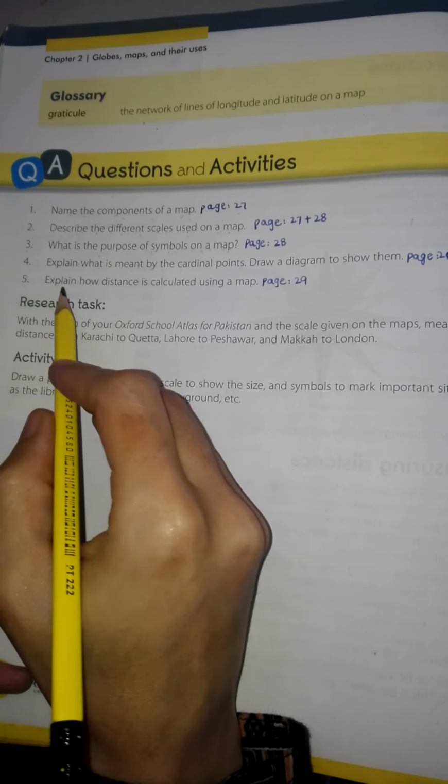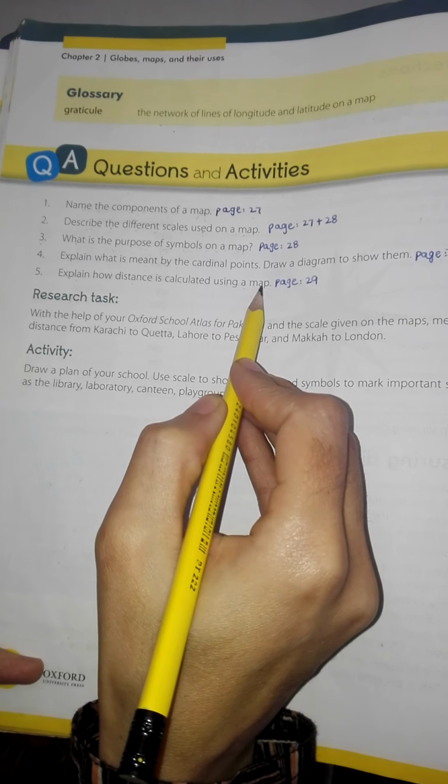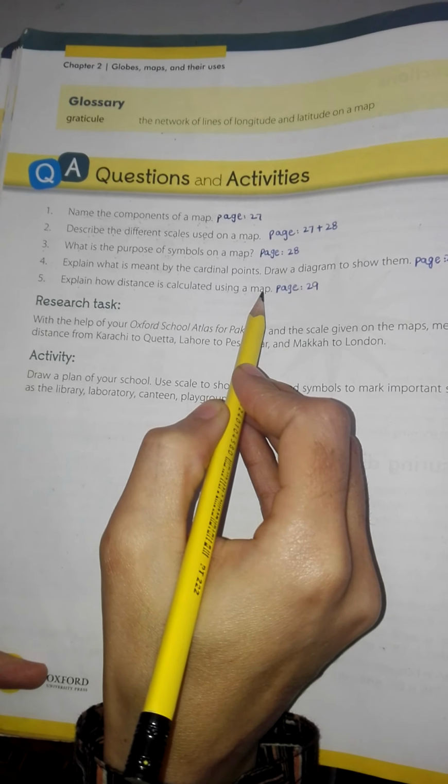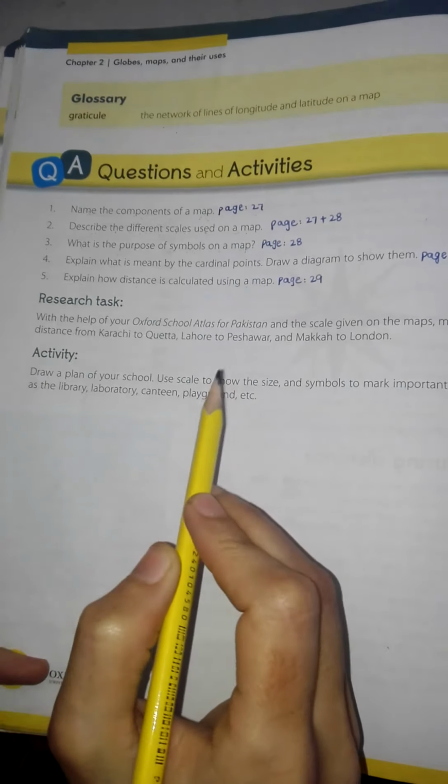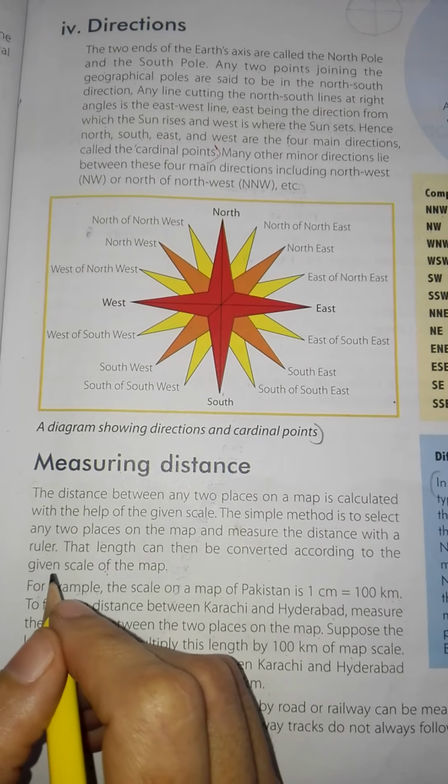Let's see question number 5. Explain how distance is calculated using a map. In its answer we will describe about measuring distance on a map. Now open page number 29. The answer of question number 5 starts from this line.